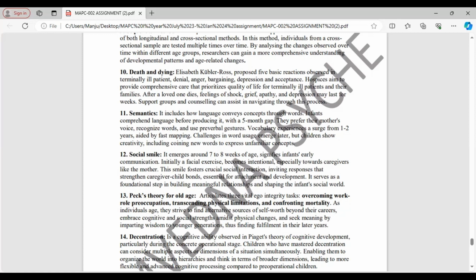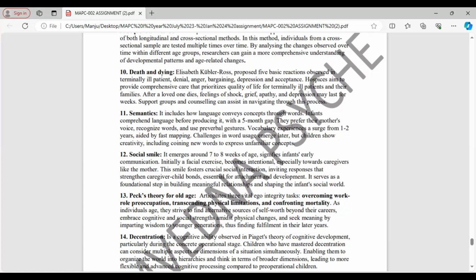Question 12. Social smile. It emerges around 7 to 8 weeks of age and signifies infants' early communication. Initially, it's a facial exercise which becomes intentional, especially towards caregivers like the mother. The smile develops crucial social interaction, inviting responses that strengthen the bond between the caregiver and the child, and it is essential for attachment and development. It serves as a foundational step in building meaningful relationships and shaping the infant's social world.